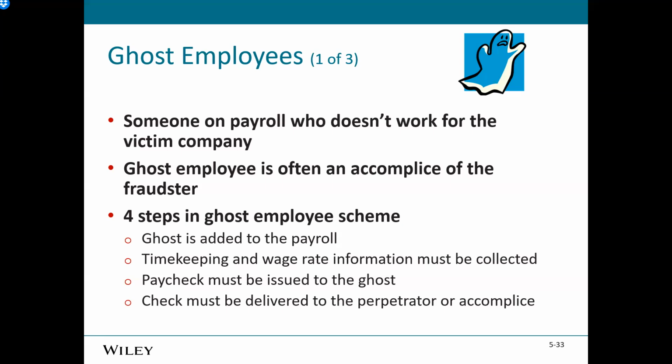So in order to do that, 4 steps have to occur. First, the ghost has to be added to the payroll. So we have to add that person that doesn't exist. Then we're going to have some sort of timekeeping and wage information, how many hours they worked, the rate of pay that we're going to give them. So that's the second thing. Then we have to actually prepare the paycheck for this person and then deliver it to the perpetrator or the accomplice or direct deposit, whatever it might be. The funds have to get to that ghost employee.